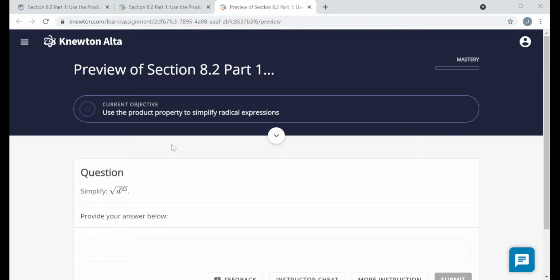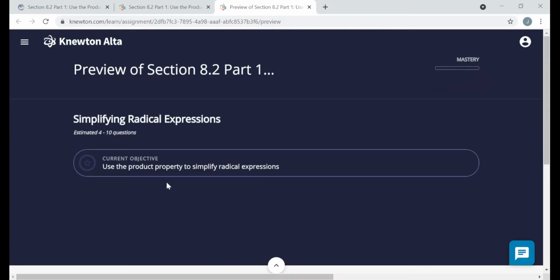Alright, so here we are on the assignment page. Now you will not see the words "preview of." You're just going to see the title of the assignment, the mastery bar telling you how far along you've gotten, and the objectives. It looks like this assignment has just the one objective.